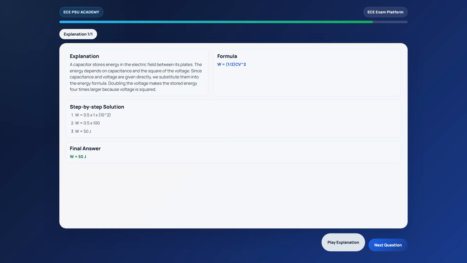A capacitor stores energy in the electric field between its plates. The energy depends on capacitance and the square of the voltage. Since capacitance and voltage are given directly, we substitute them into the energy formula. Doubling the voltage makes the stored energy 4 times larger because voltage is squared. W equals 1 divided by 2 C V squared.